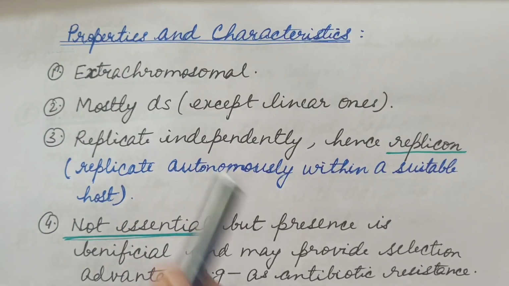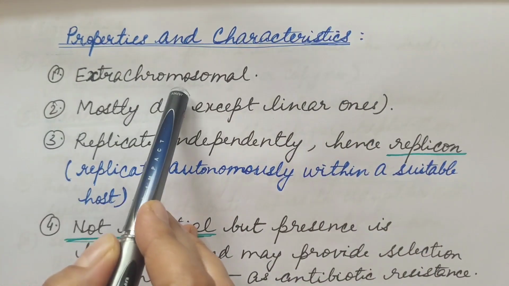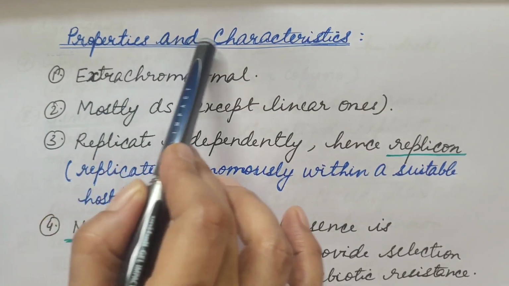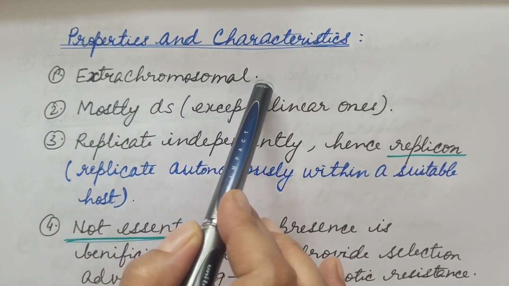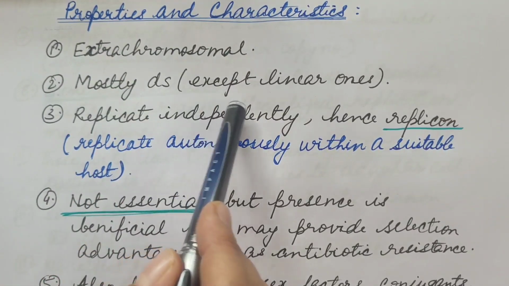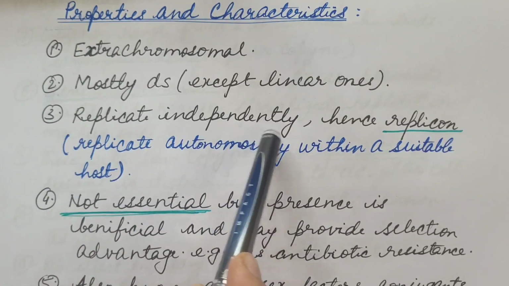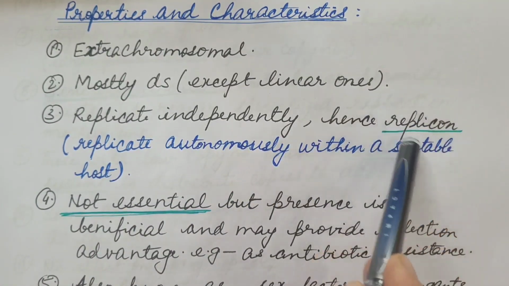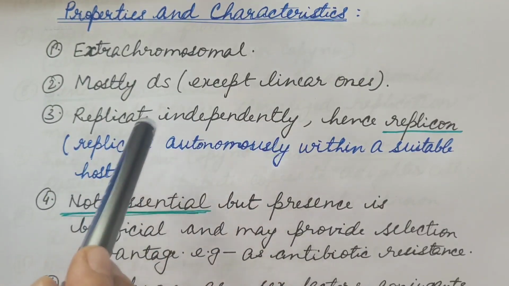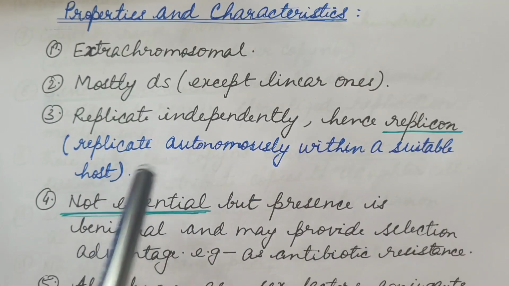Now let us see properties and characteristics of plasmids. First is extrachromosomal. So these are present in addition to the bacterial chromosome or bacterial genome. These are mostly double-stranded except linear ones. These replicate independently and hence these are known as replicon. Replicate independently means these are autonomously replicating or self-replicating within a suitable host.